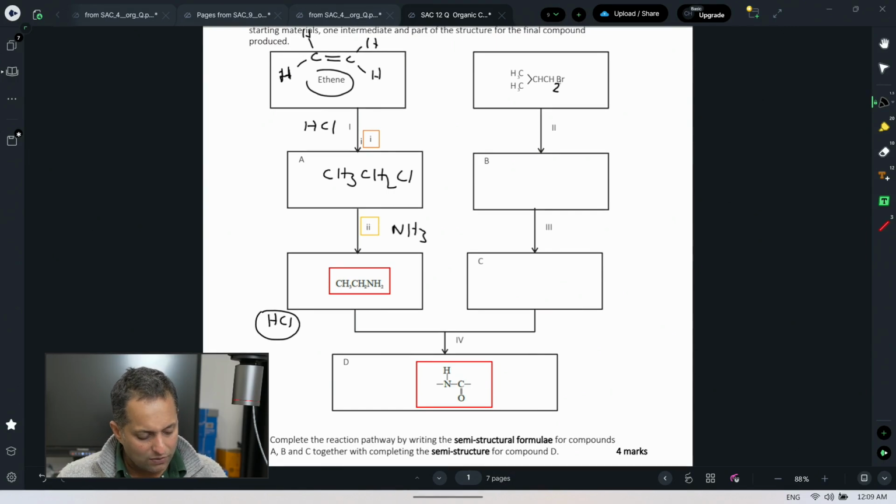Now we need to convert into a carboxylic acid. So that is very easy here, because here you got this weird thing. CH3, CH3, CH. Do you think it is 2Br? No.